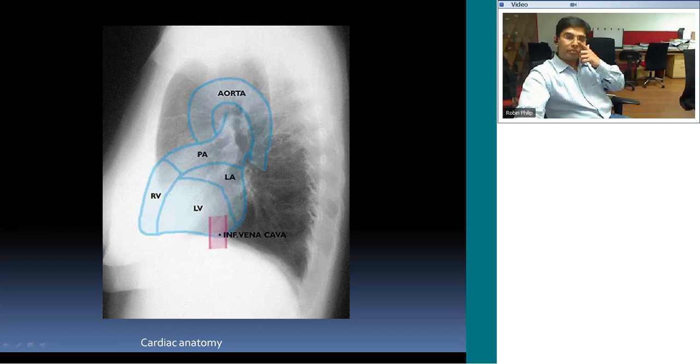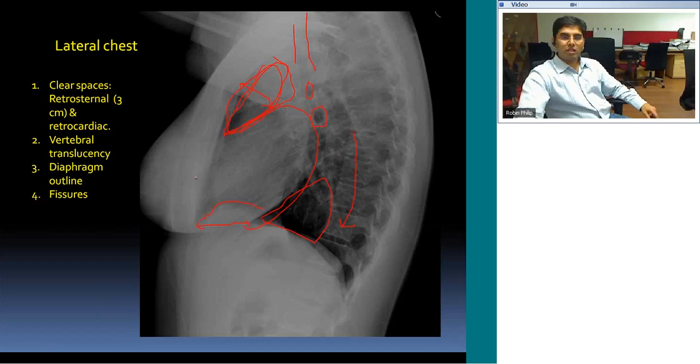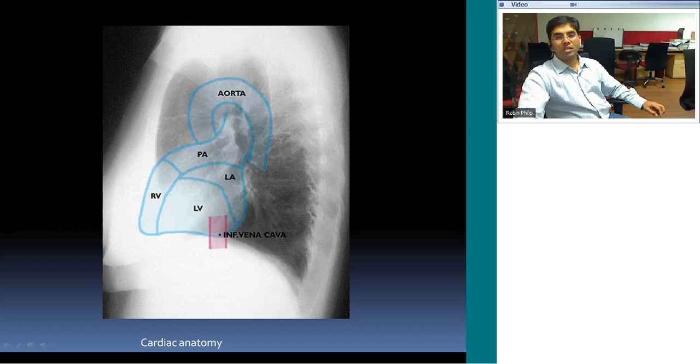You can see most of this. Just let me go back. Yeah, this you can see here. There is a small fold. That's the IVC marking. You can pick it up if it is a well done radiograph, and you will see this IVC entering into the right atrium, in fact. So that is the IVC corresponding anatomy.